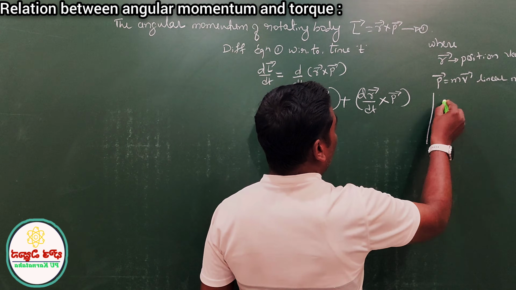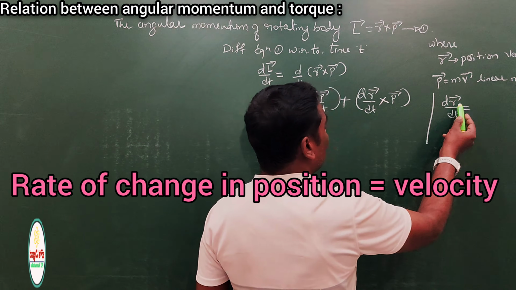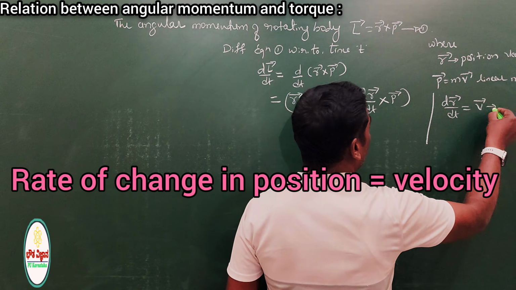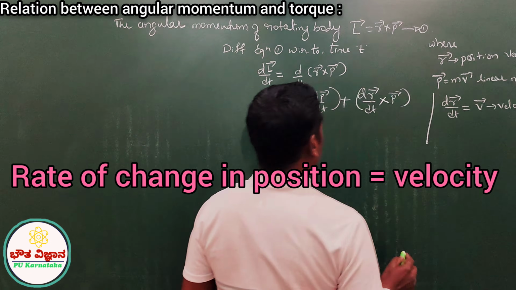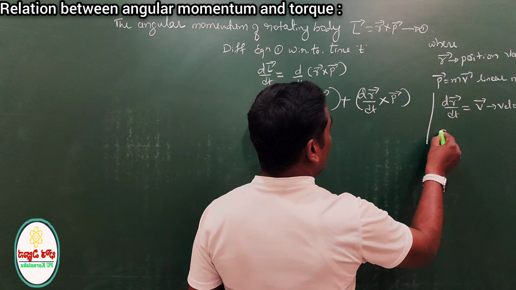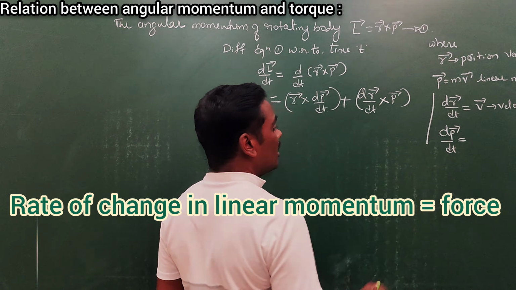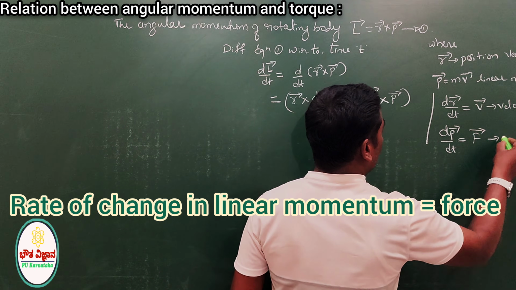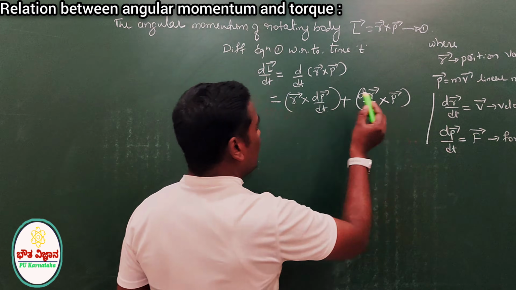Here we write dr by dt. dr by dt is the rate of change of position, which is known as the velocity vector. And dp by dt, according to Newton's second law of motion, is the rate of change of linear momentum, which is equal to the force acting on a body. This is the definition of force. Now we can substitute these two values in this equation.